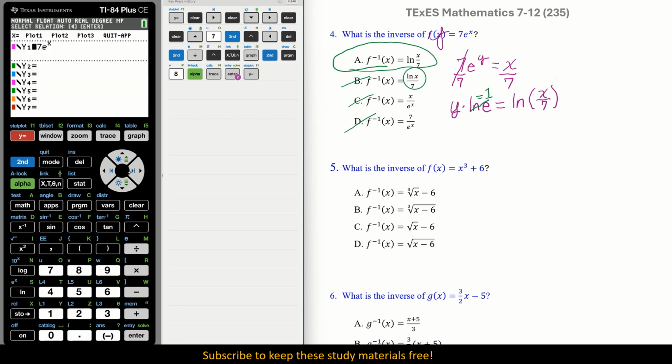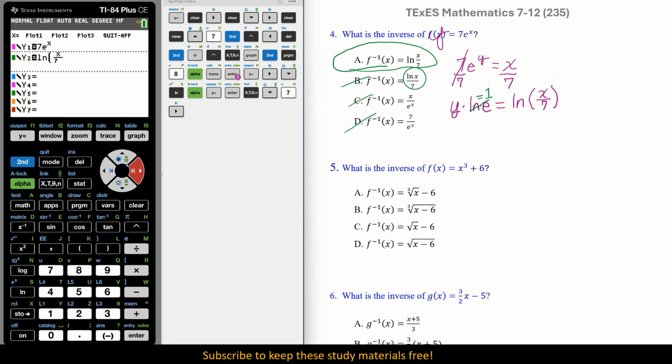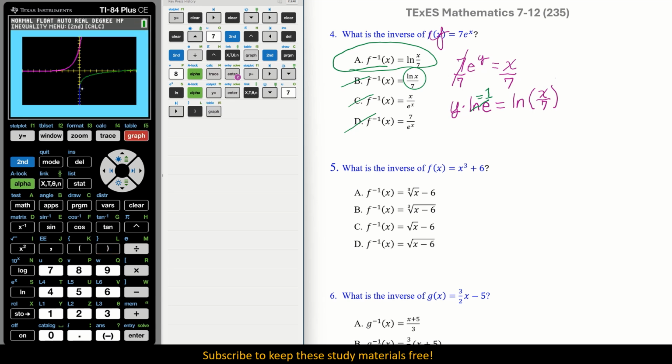But let's go to our Y2 and put in what we want the inverse to be. We want the inverse to be ln, natural log, push that. And then let's put in our fraction, alpha, y equals number 1, x over the 7, arrow down. You have to arrow over, close our parentheses, and double check that we've entered everything correctly. Now let's graph. Notice how our green goes right over the blue, verifying that A is the proper selection.